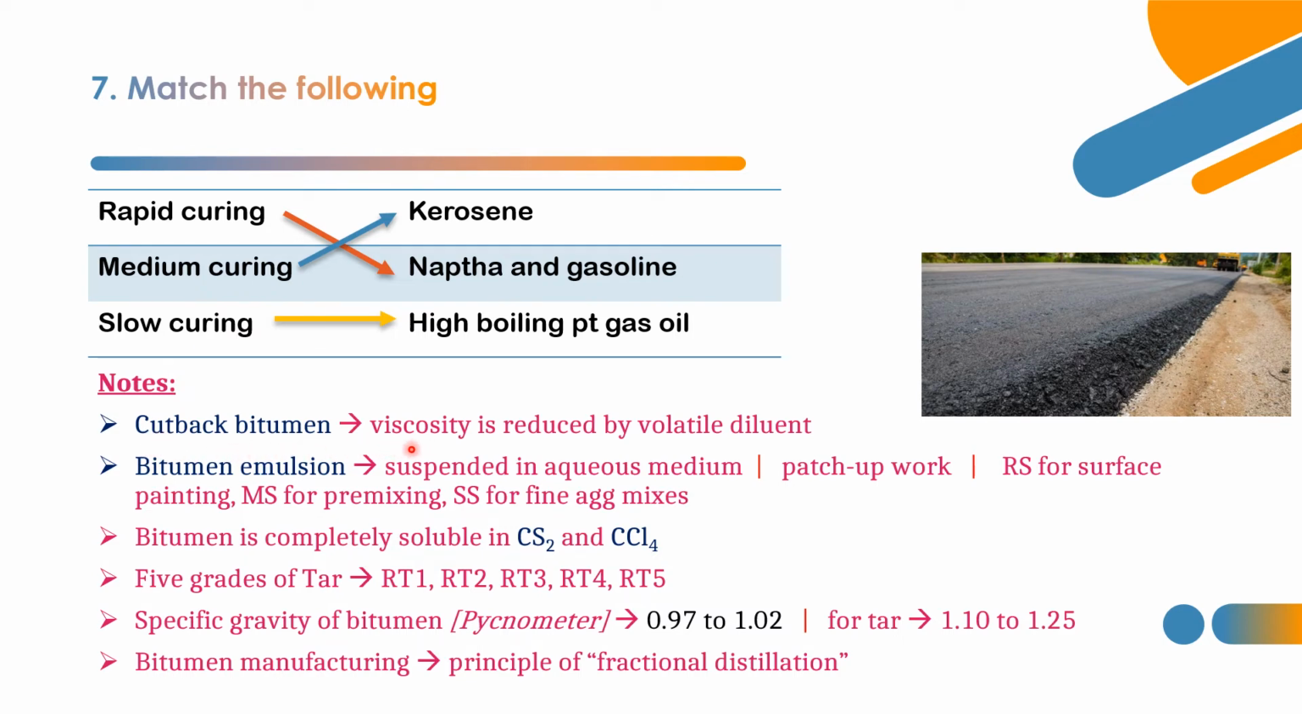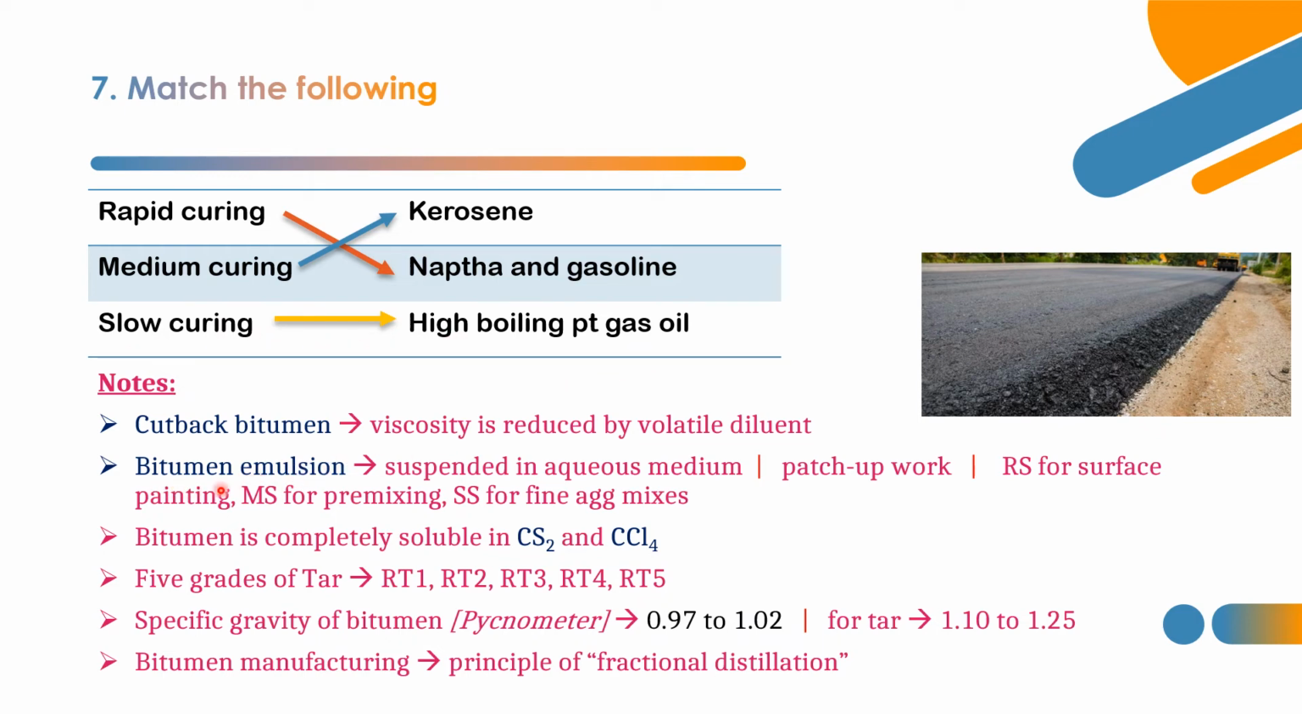Cutback bitumen is the bitumen in which viscosity is reduced by volatile diluent. These are the volatile diluents. By mixing these chemicals, we can reduce the viscosity. That bitumen obtained is called cutback bitumen. For rapid curing, we shall use naphtha or gasoline. For medium curing, we can use kerosene. For slow curing, we can use high boiling point gas oil.